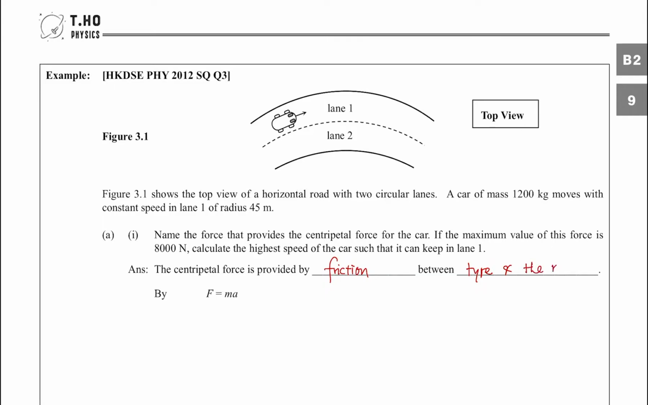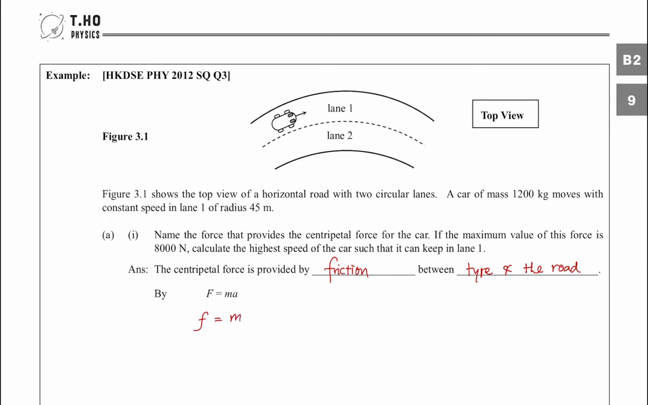between the tire and the road. So if the maximum value of this force, that means the maximum value of friction, is 8,000 Newton, I need to calculate the highest speed of the car such that it can keep with time t.